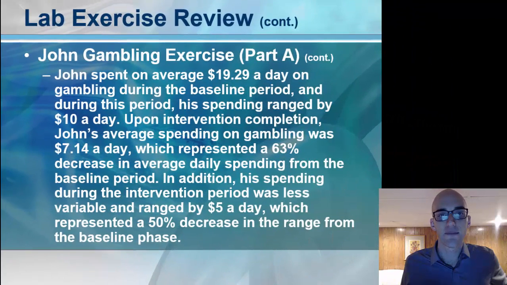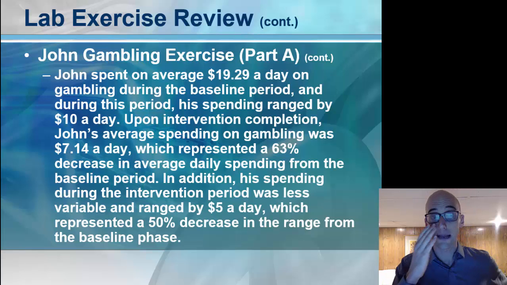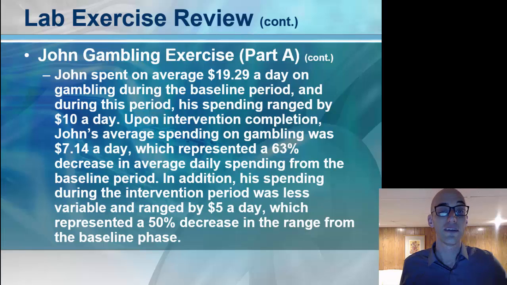All right, so John's gambling exercise continued. This is just the write-up. So John spent an average of $19.29 a day on gambling during the baseline period, and his spending ranged by $10 a day. Upon intervention completion, John's average spending on gambling was $7.14 a day, which represented a 63% decrease in the average daily spending from baseline period. In addition, the spending during the intervention period was less variable and ranged by only $5 a day. So that represented a 50% decrease in the range from baseline to intervention. So we can see that there's less gambling and it's more stable too.